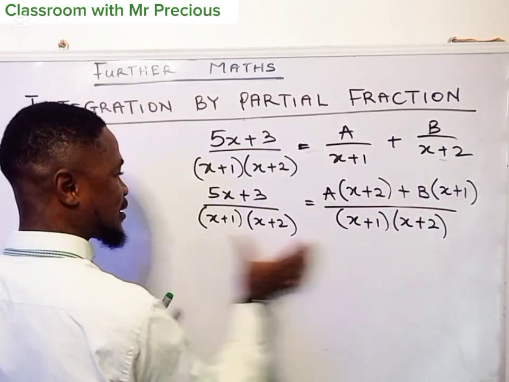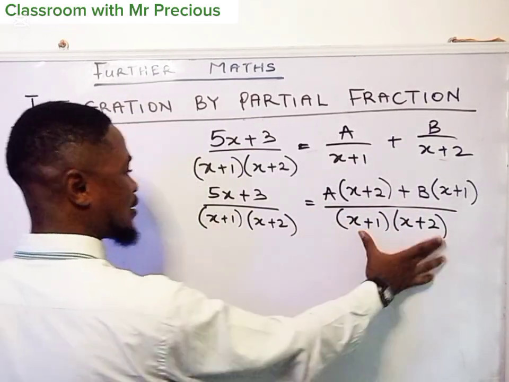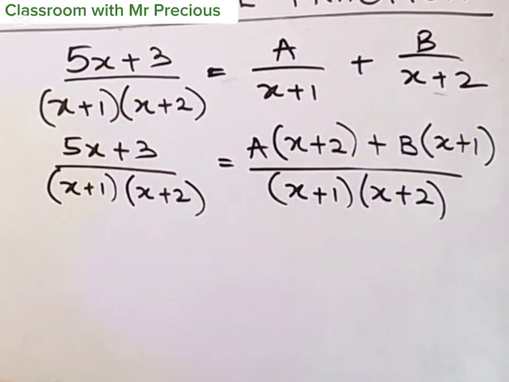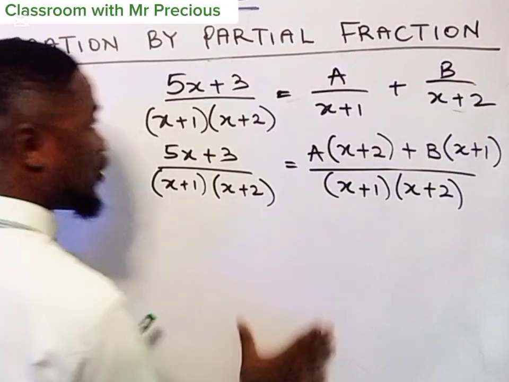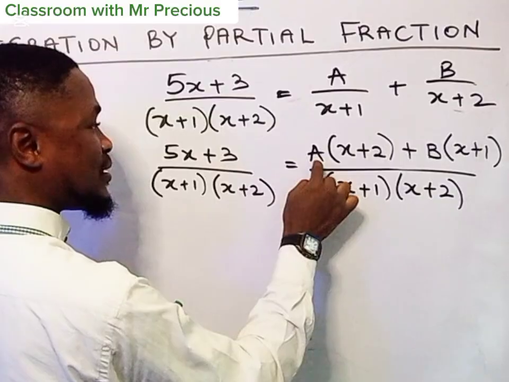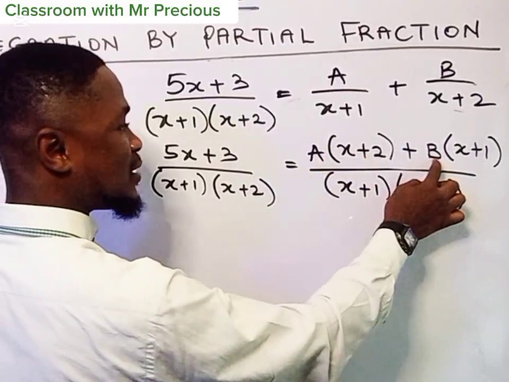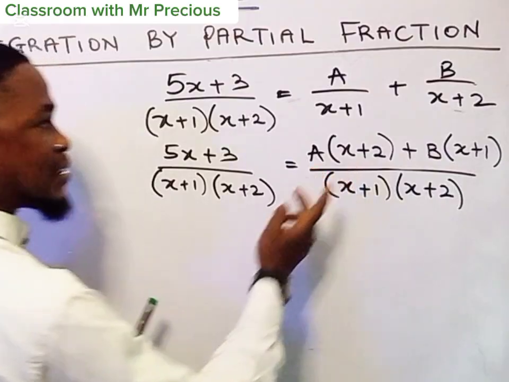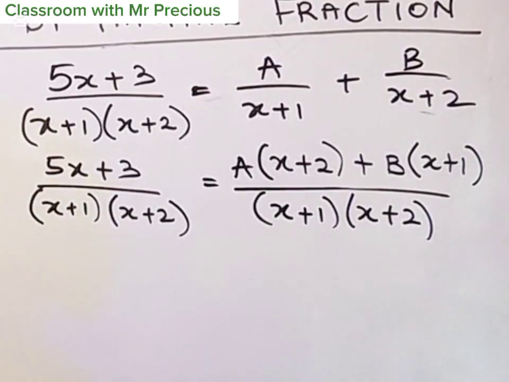Now if you look at this denominator and this denominator, they are the same. That means this numerator and this numerator have to be the same. The only thing you have to do in partial fractions is eliminate this A, or eliminate this B. If you eliminate A, you get B. If you eliminate B, you get A, and then you put it back here. You've gotten your partial fraction.